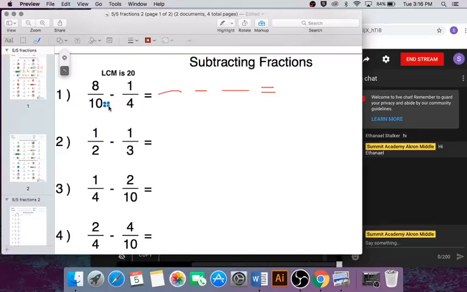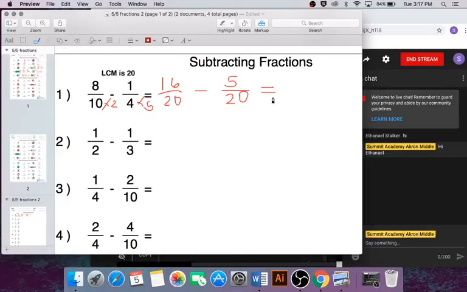So 10 times 2 is 20, and 4 times 5 is 20. So we're going to put both of our fractions over 20. Okay. So if we multiplied 10 times 2 to get 20, whatever we do to the bottom, we also have to do to the top. So we're going to multiply 8 times 2, and 8 times 2 is 16. We multiplied 4 times 5 to get 20, so we have to multiply 1 times 5, which is 5.